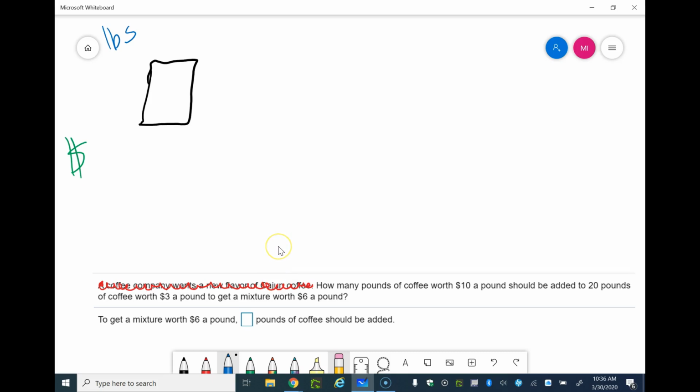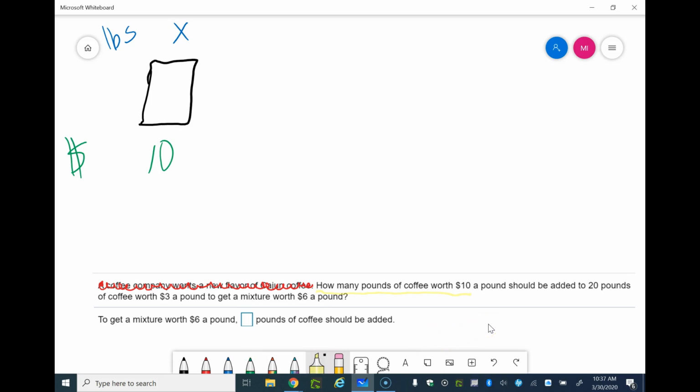So let's just read the first part of this sentence. How many pounds worth $10? If I'm saying how many pounds, guess what? I don't know. I don't have a clue on the number of pounds. That's going to be our X. What is it worth? $10.